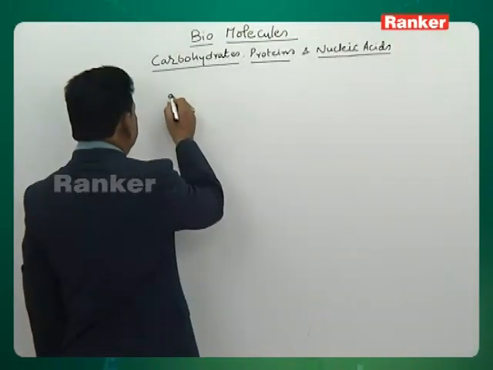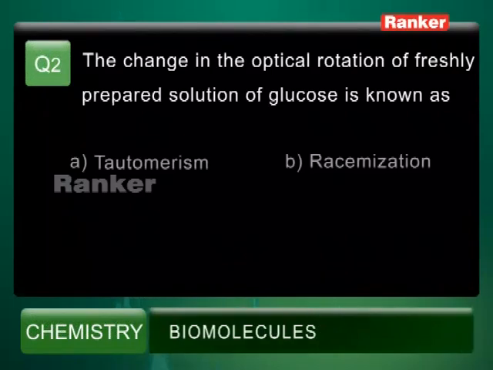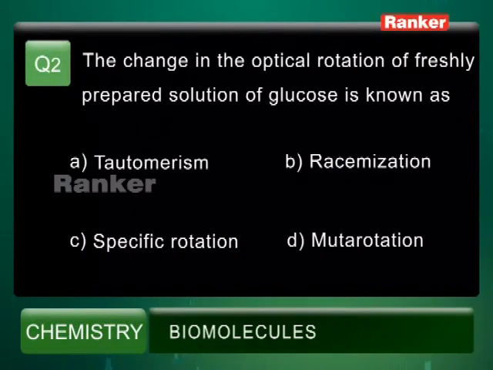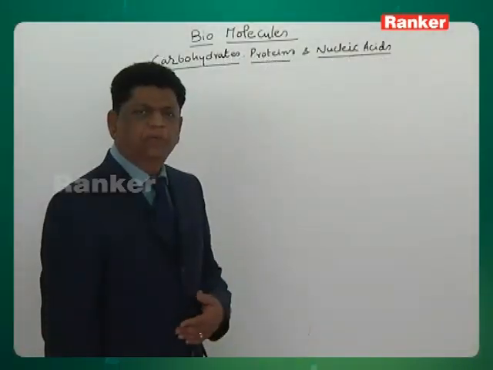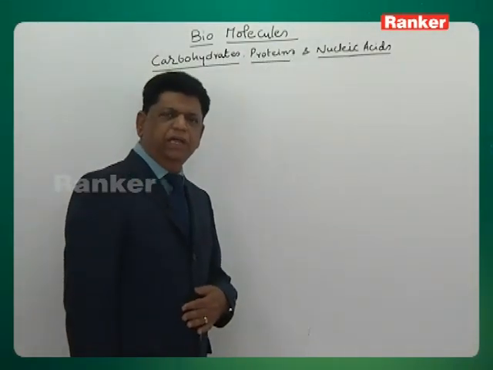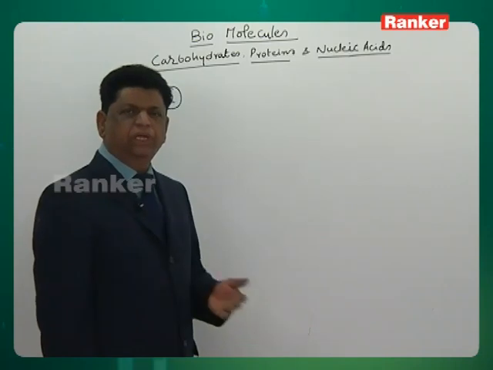Let's see question number 2. The change in the optical rotation of a freshly prepared solution of glucose is known as, which appeared in the 2011 AIEEE exam. The options given are tautomerism, racemization, specific rotation and mutarotation. So glucose actually has 3 forms: open chain, alpha glucose and beta glucose.